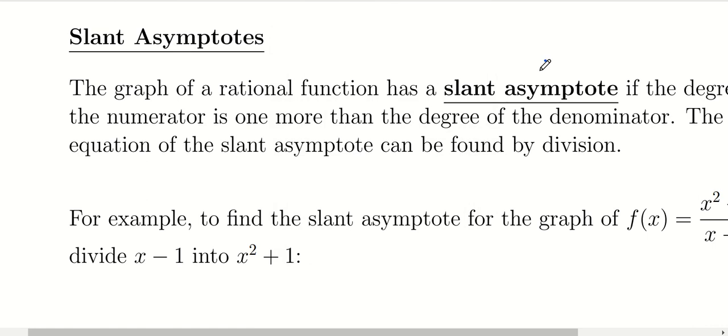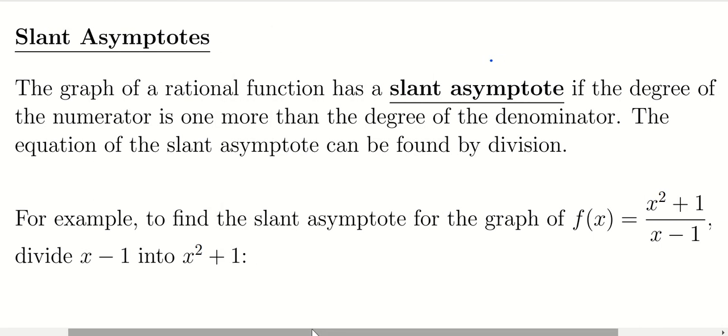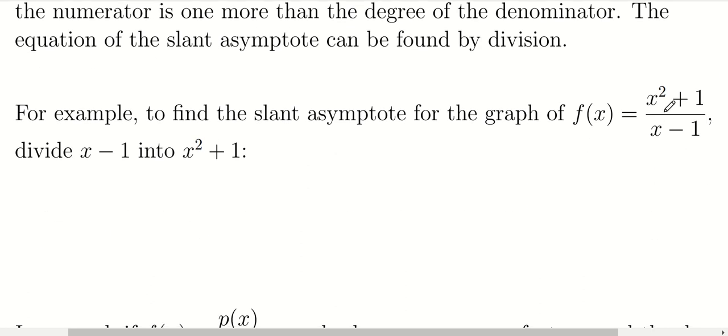The last thing we're going to look at is what's called a slant asymptote. So we know that whenever the degree of the numerator is higher than the degree of the denominator, then we get no horizontal asymptote. Whenever the degree of the numerator is exactly 1 more than the degree of the denominator, we instead get an object which is called a slant asymptote. Okay? To find the slant asymptote, what we can do is actually perform polynomial division.